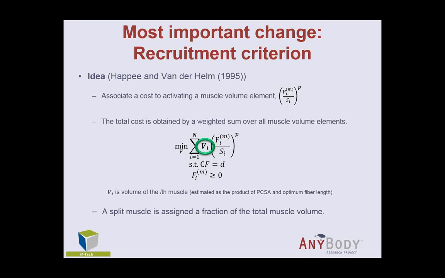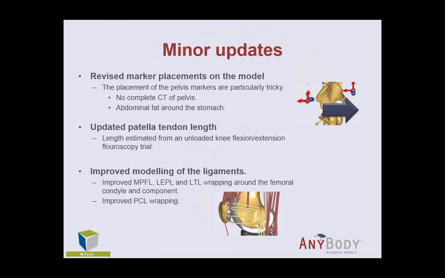So then when a muscle was split into, for instance, 3 branches or 4 branches, each branch gets a fraction of the total volume of that muscle. So for soleus, each of the branches would have a third of the volume of the muscle, and so on. And this will then actually eliminate this whole issue of muscle splitting.